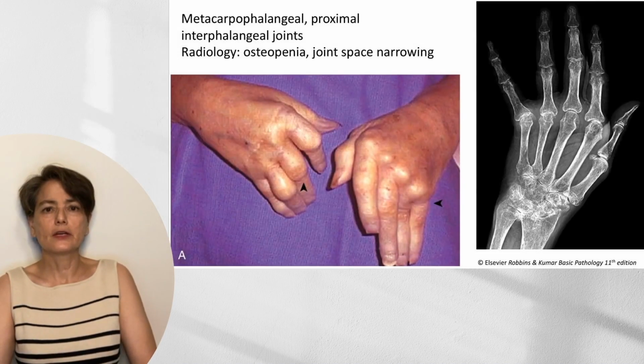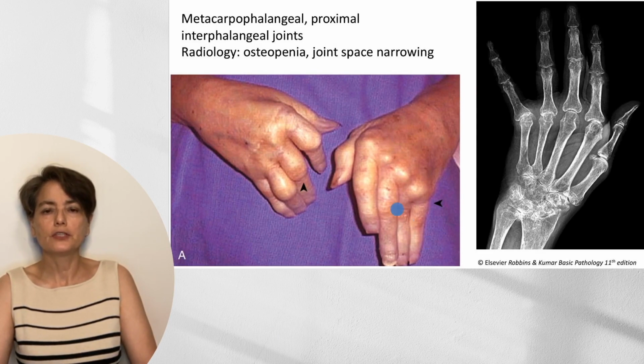Let's take a look at the clinical findings. Here you can see our radial deviation of the wrist, our ulnar deviation of the fingers. Here we have our metacarpophalangeal joints that are involved. They're quite swollen. And then as well the proximal interphalangeal joints.